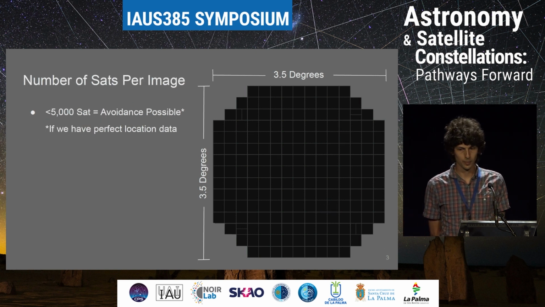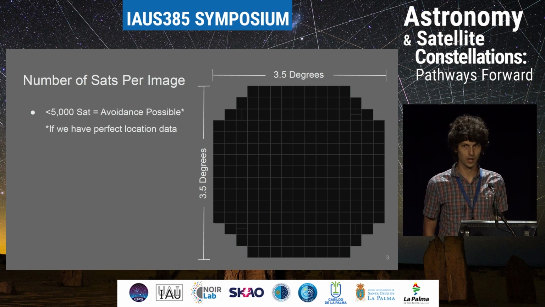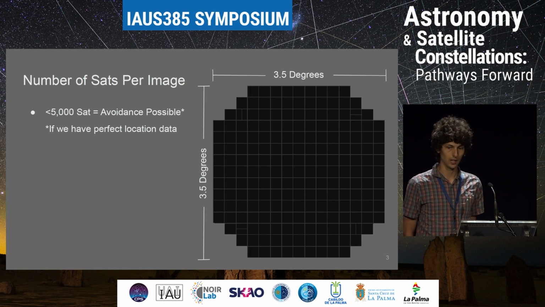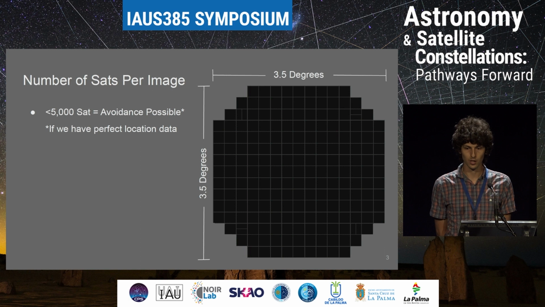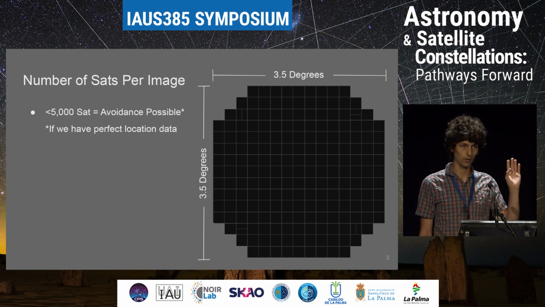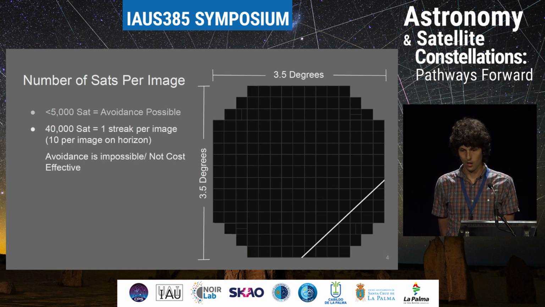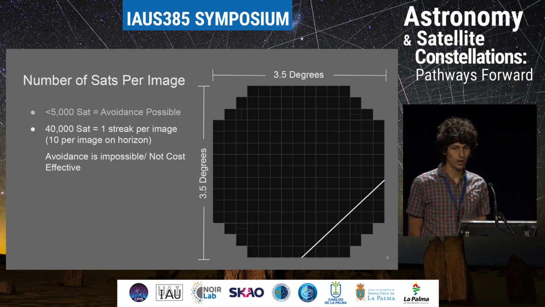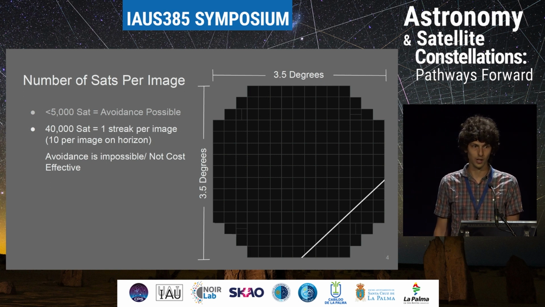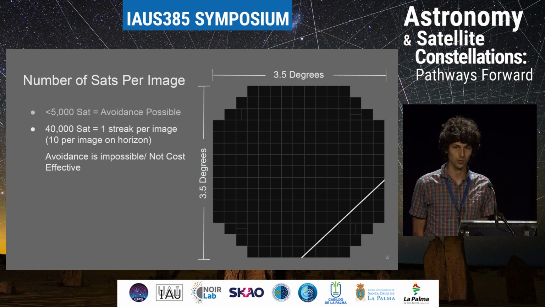So first I want to talk about how the number of satellites scales with the impact on our survey. If you have about 1,000 satellites, less than 5,000 really, we can probably avoid them. On the right I'm showing what the average image would look like. Whenever there's a satellite going by, if we have perfect information on where they are, we can just move somewhere else and take an image there. As you get towards the 10,000 or 40,000 satellite range, avoidance becomes impossible. It's just not economical to try and move the telescope. You lose more data moving than you do just imaging and deleting those pixels.